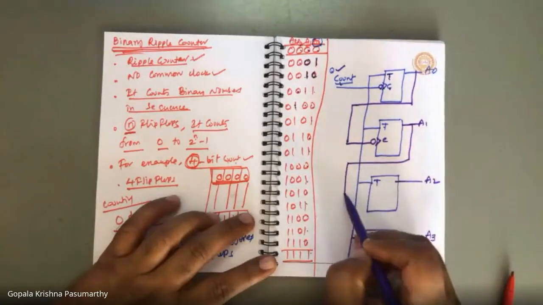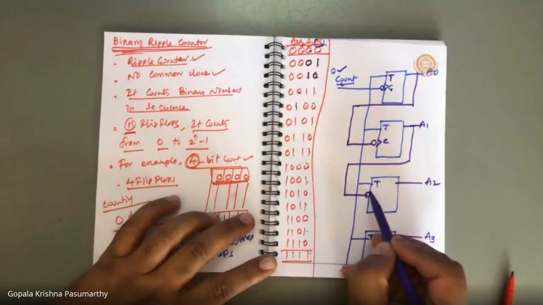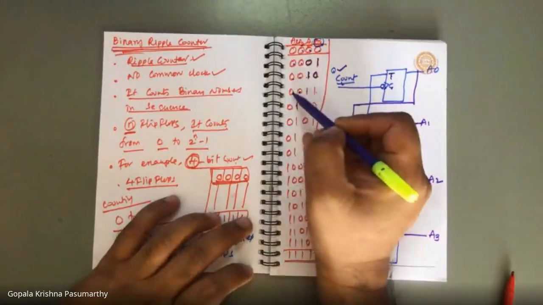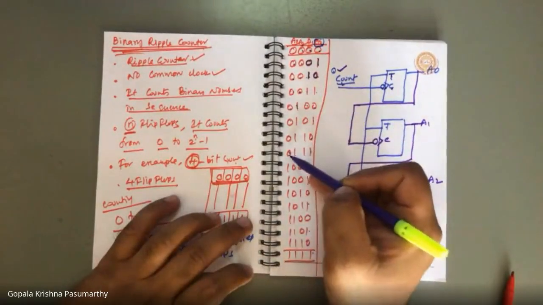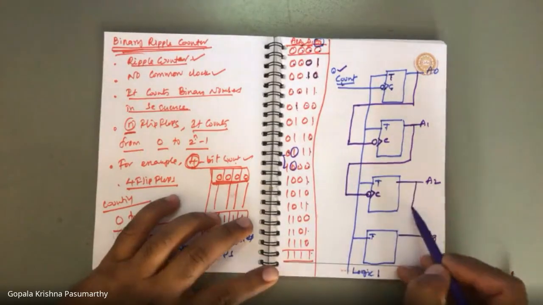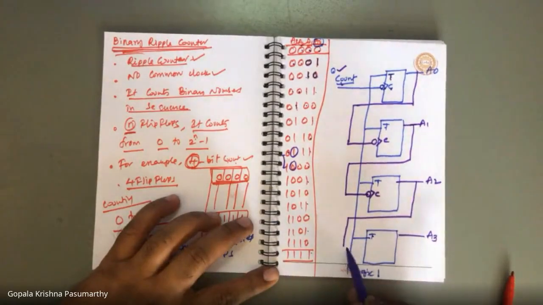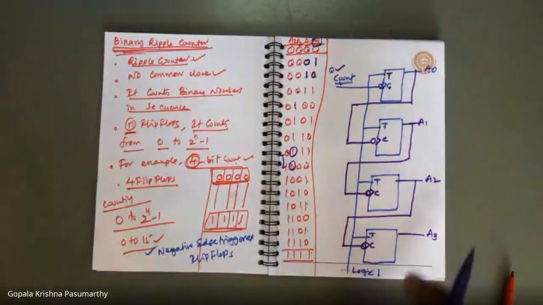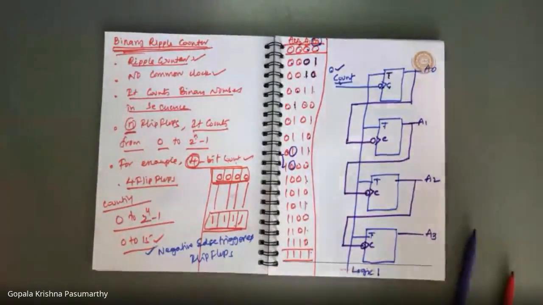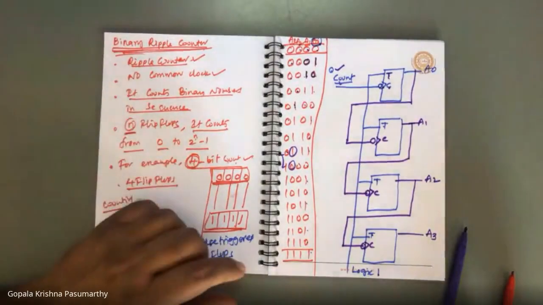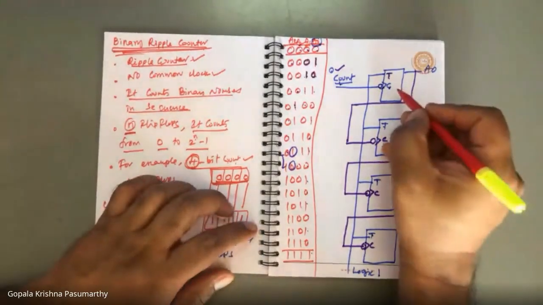This is my clock. Next, A3 goes from 0 to 1 when A2 goes from 1 to 0. So, that's all. This is a binary counter. This is a binary ripple counter. I will explain it with an example.